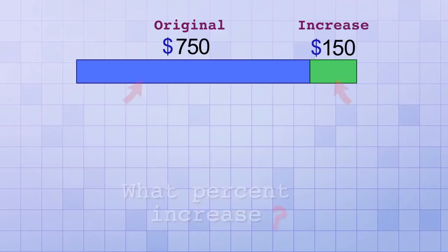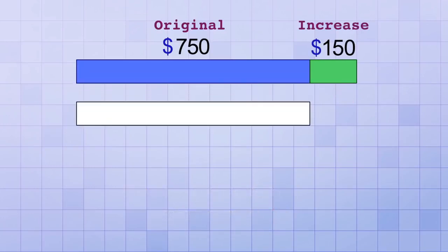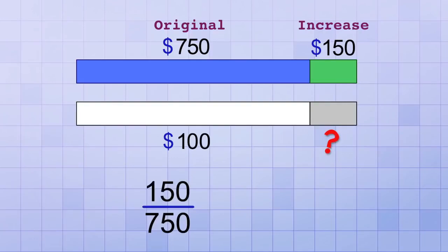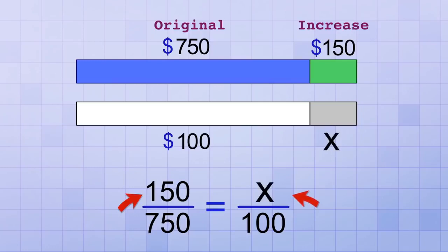Now let's use our imagination and ask, what if that original amount was only $100? What would the equivalent change in value be? Basically, we're asking, if you had the fraction 150 over 750, what would an equivalent fraction be that has 100 as the bottom number? Put another way, if you have 750 and get 150 more, it's equivalent to having 100 and getting x more. We're using the letter x to temporarily represent the missing value.